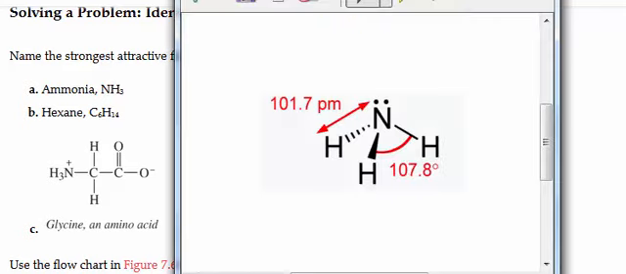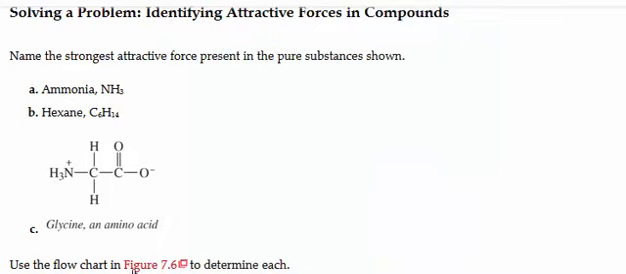And I just want to point out that ammonia, NH3, has a Lewis dot structure that looks like this. This is from Wikipedia, so it also has the bond length and the bond angle. But what we care about is nitrogen has a lone pair of electrons and is covalently bonded to 3 hydrogens. So pause the video and identify the strongest attractive force, and you can use the flowchart in figure 7.6 of your textbook to guide you.